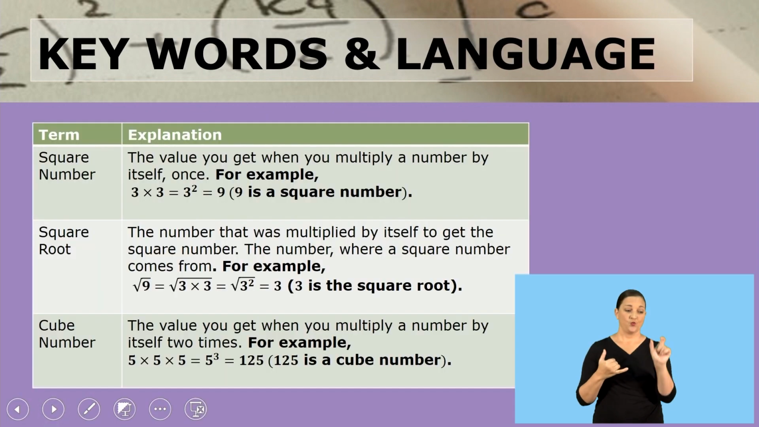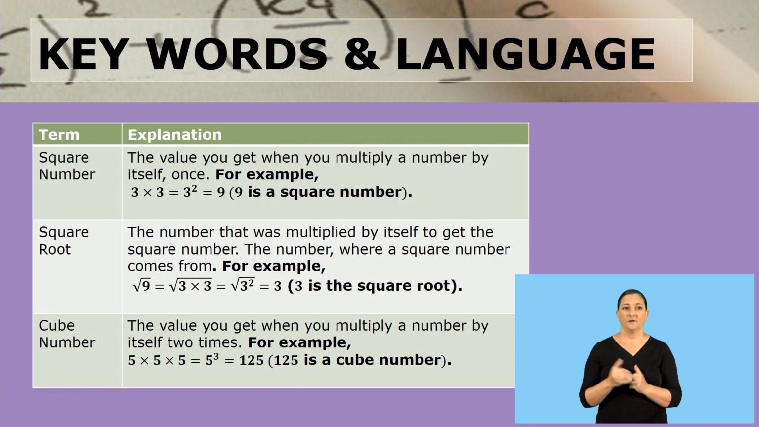Let's look at the keywords that we are going to be working with during this lesson. We have the square numbers, and that is the value you get when you multiply a number by itself once. For example, 3 multiplied by 3, that is 3 squared, and the answer there is 9. So 9 is a square number.